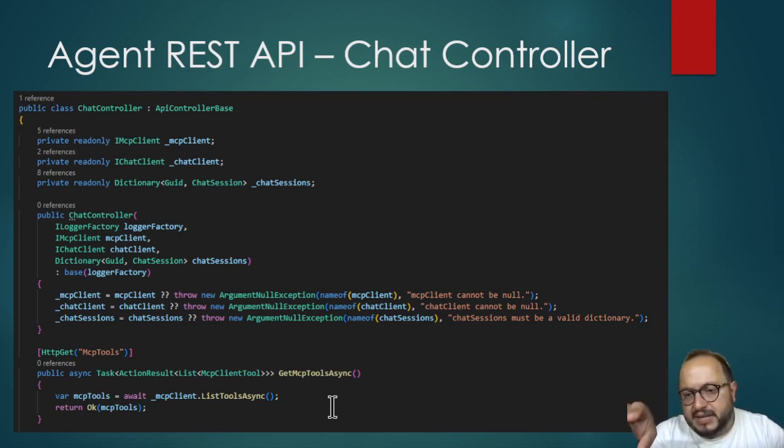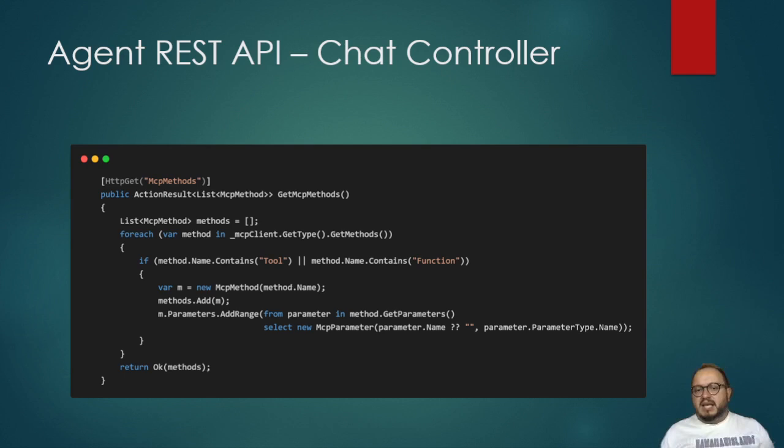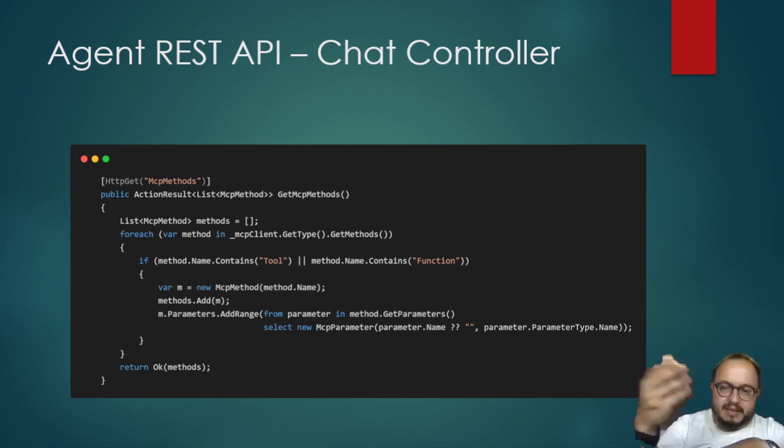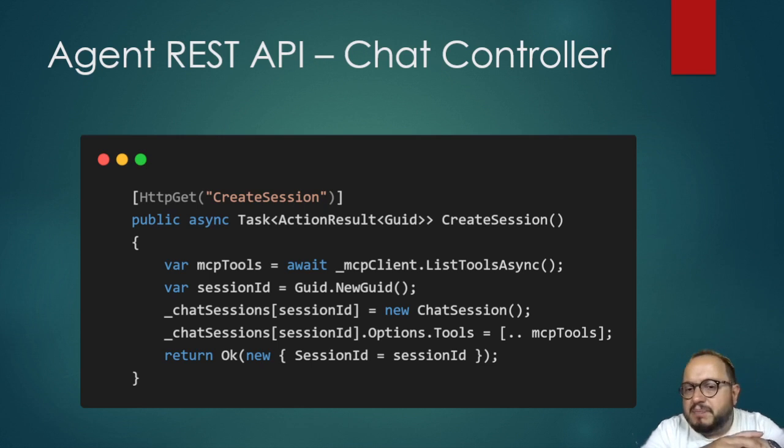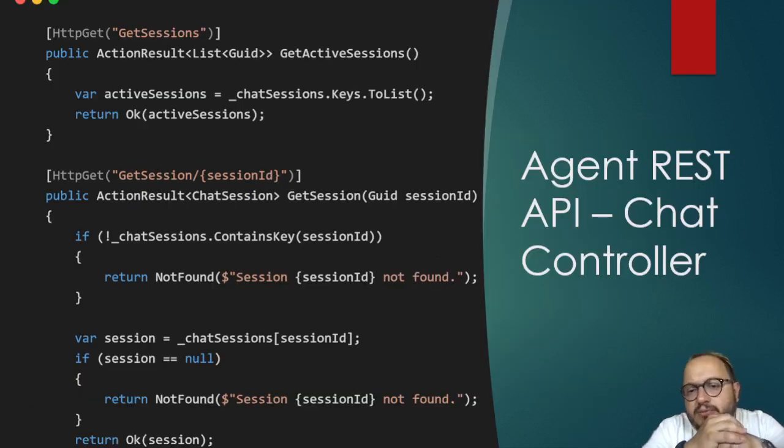Implement an HTTP get method that returns the MCP tool list, GetMcpToolsAsync. Implement an HTTP get method that returns the MCP methods list, GetMcpMethods. An HTTP get method for creating a session and returning the session ID. The chat session will be stored along with the MCP tools. HTTP get methods for retrieving sessions can be implemented like this.